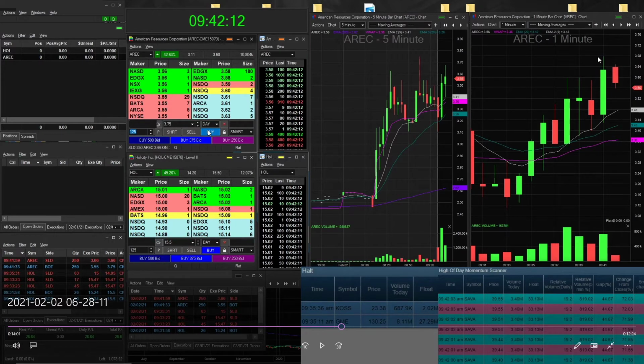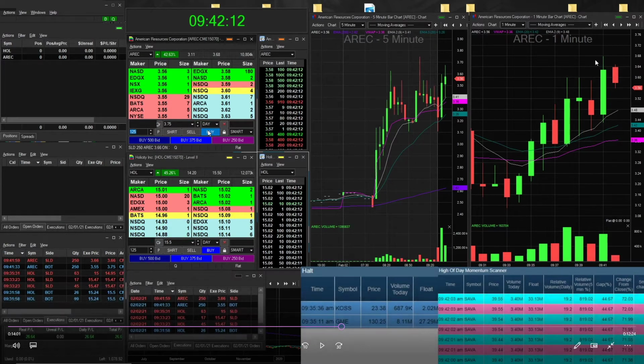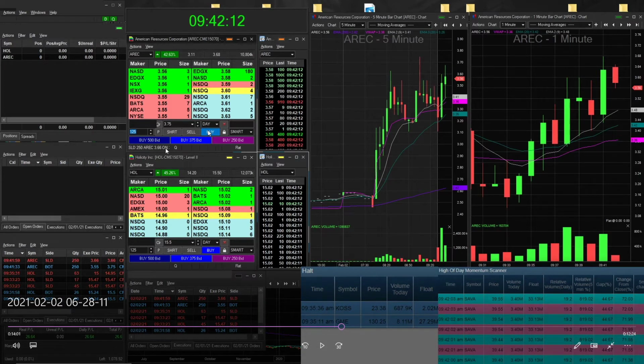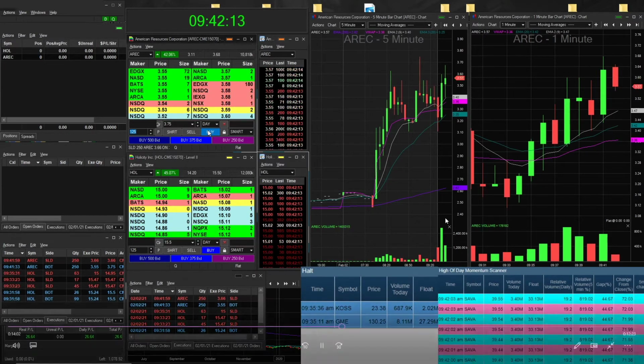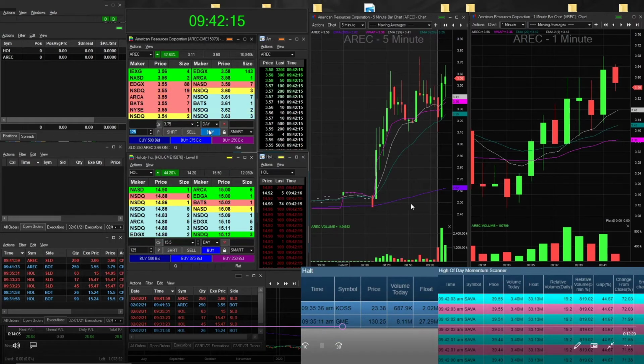This still looks good for a break to the pre-market high at 75. So we're still looking at this. We bring our share size down because of that kind of false break-ish type movement there. So we bring our share size down to 125, and we're looking for the break of 68 up to 75.